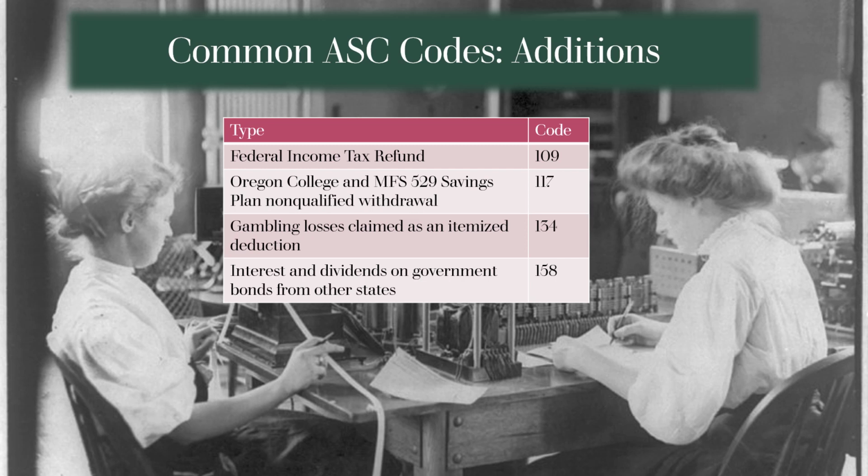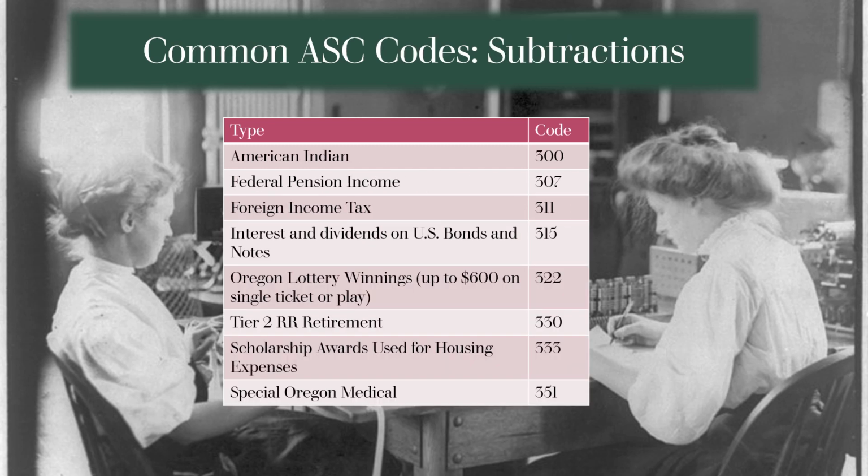Code 158 is for interest and dividends on government bonds from other states. If you remember, municipal bond interest is not federally taxable. Not so for Oregon, so we must add it back to income. So let's talk about subtractions. Indigenous persons whose income was earned in, quote, Indian country do not owe Oregon tax on that income. Income earned outside of Indian country will be taxable, though.